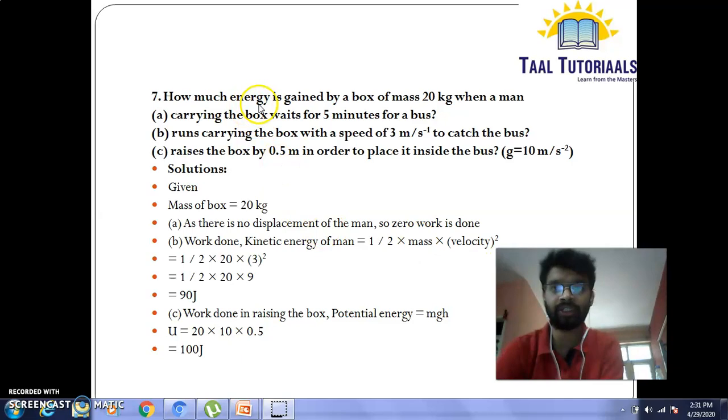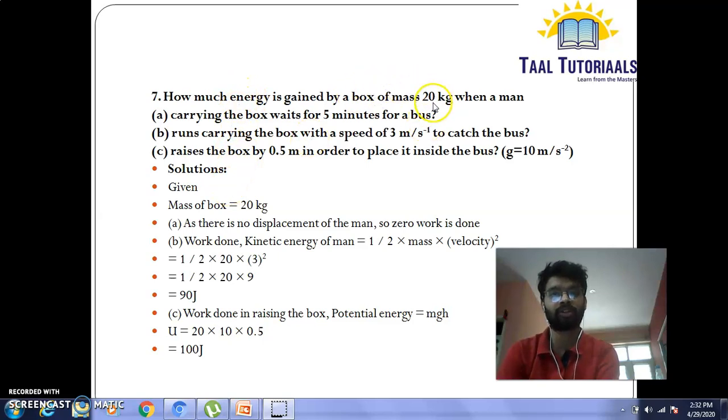How much energy is gained by a box of mass 20 kg when a man carrying the box waits for 5 minutes, runs carrying the box with a speed of 3 meter per second to catch the bus, and third, raises the box by 0.5 meter in order to place it inside the bus. We have to take g as 10 meter per second square. So basically we have to find energy, or we can say work, for all the three things.